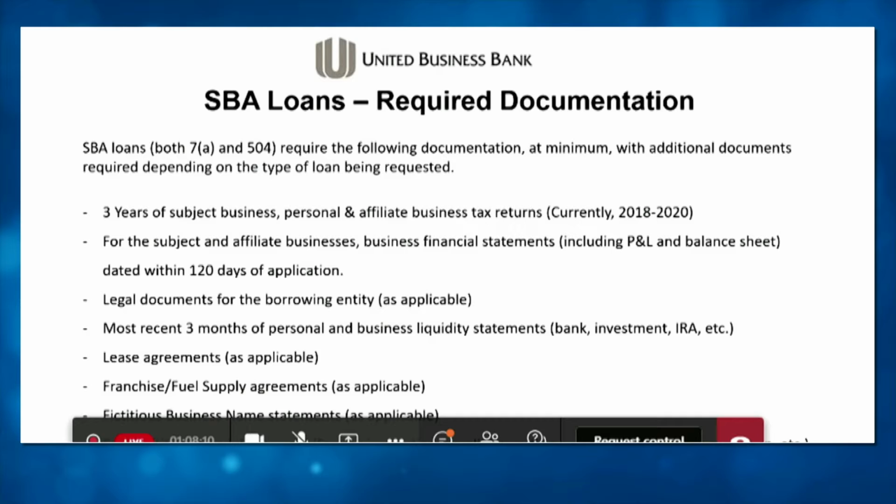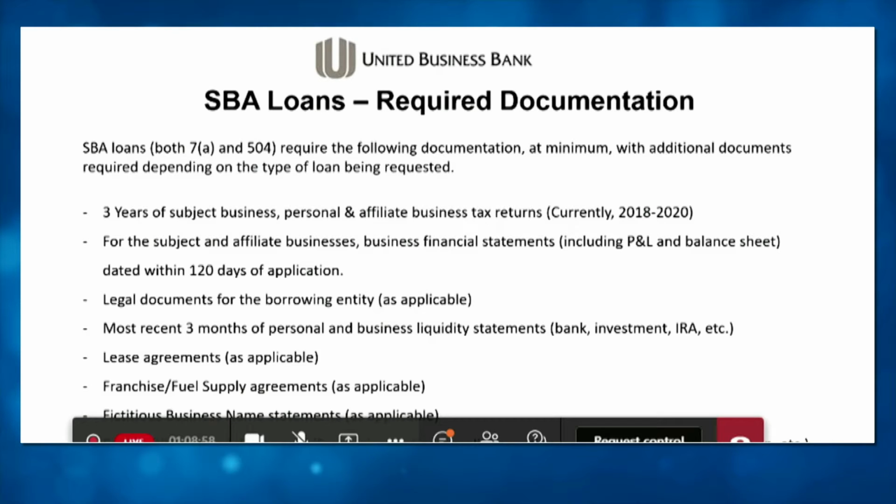Now, do keep in mind that this is a very simple, basic list. Obviously, there is more documentation that is required, and it also depends on the transaction, right? So a real estate transaction, or a franchise-related transaction, or equipment purchase or refinance, all of these various types of transactions will have slightly different documentation requirements, but I'm primarily touching on things that are generally required for most loans.